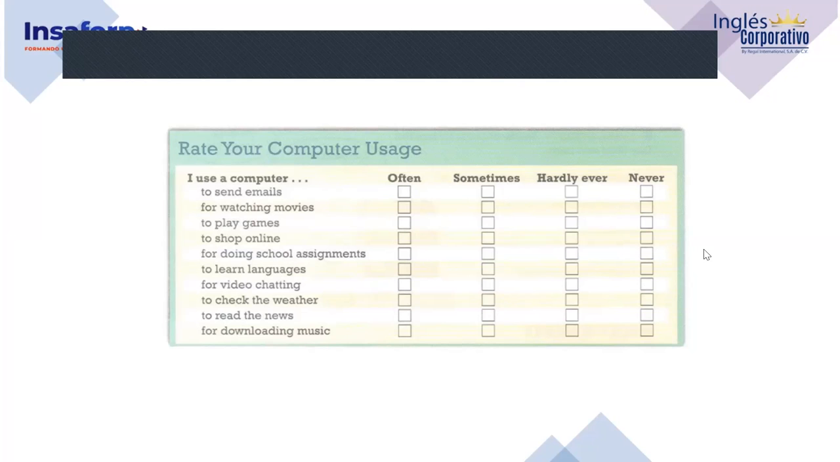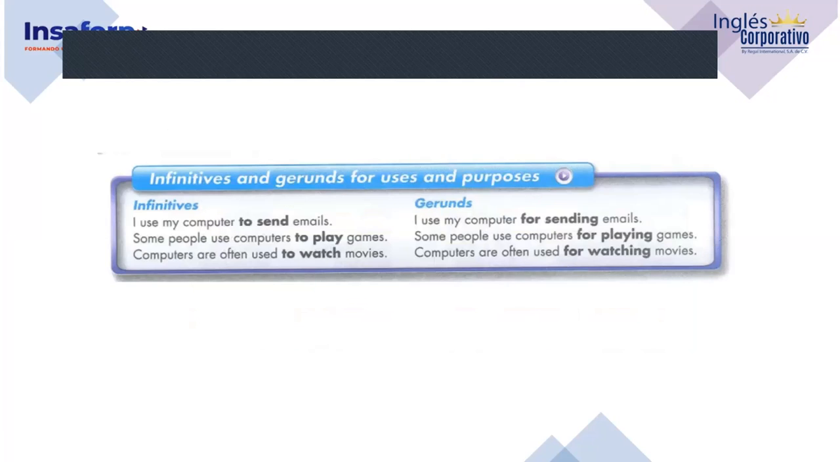Let's continue. Okay, here we have infinitives with gerunds, right? You have a video about these. I think we couldn't watch that in class because of the video, but here you have it. We saw this a little bit in the previous class, so we can take a look. We're going to work with purposes. Miguel, can you help me read this grammar information, please?